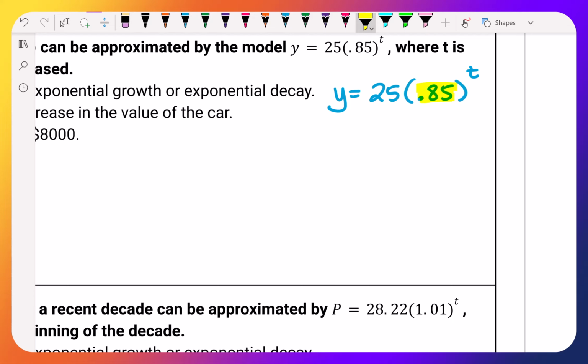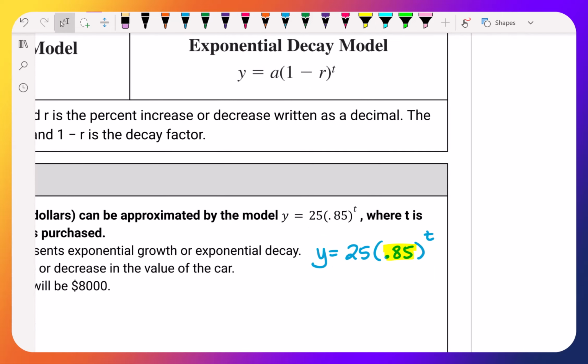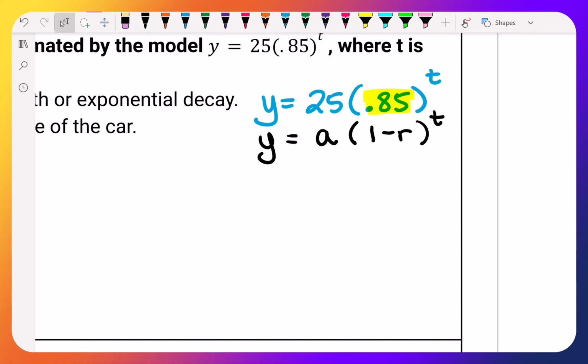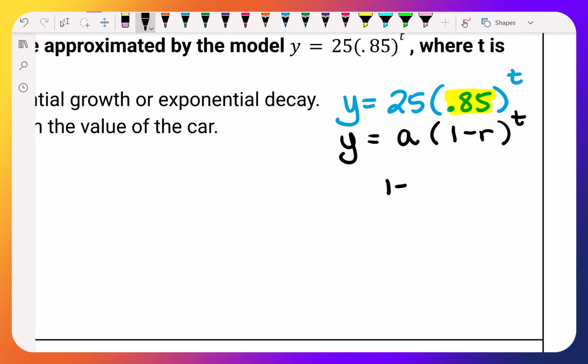It's less than 1. It's specifically between 0 and 1. It is not losing 85%. That's what's kind of confusing about a decay. So if you look at your decay model, I'm going to write underneath it y equals a. So a, your initial amount, was the $25,000, but instead of writing 0.85, I'm going to put 1 minus r. Okay, so what that means is that 1 minus r, your decay, is equal to 0.85. That is the result of whatever you're losing.